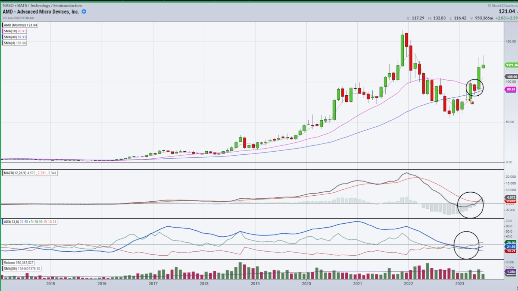We had made a pretty good move to the upside, hit the 18-month. And so this is actually an encouraging sign to me. Now, I wouldn't trade off this time frame, right? Because we have a declining 18-month, but will it prevent me from taking a trade?